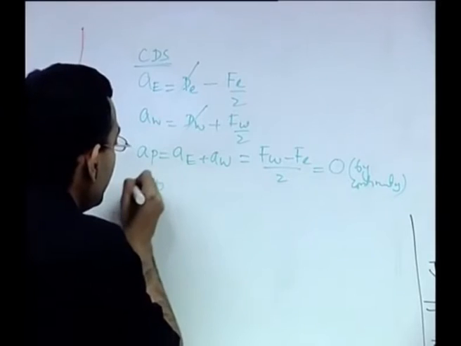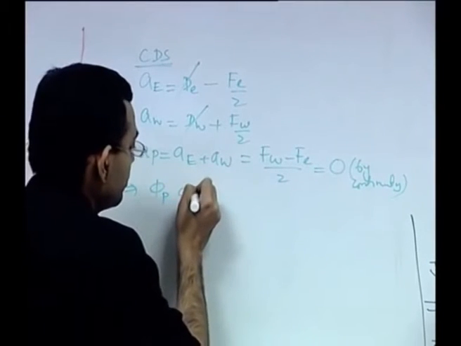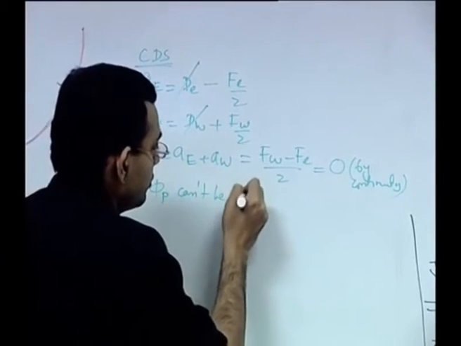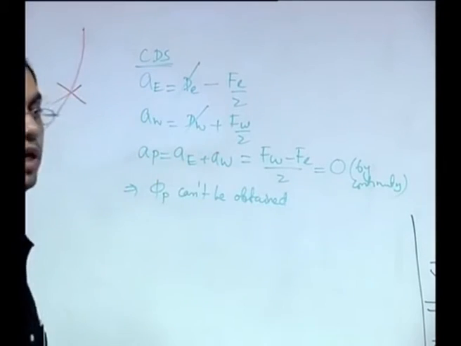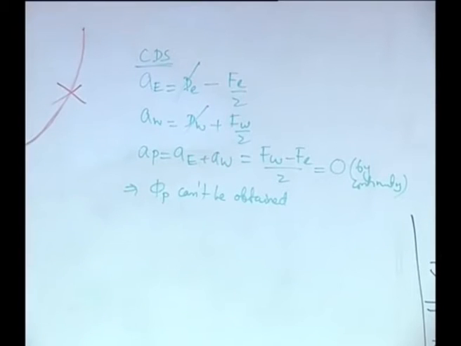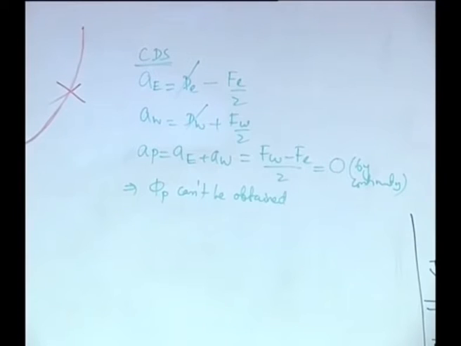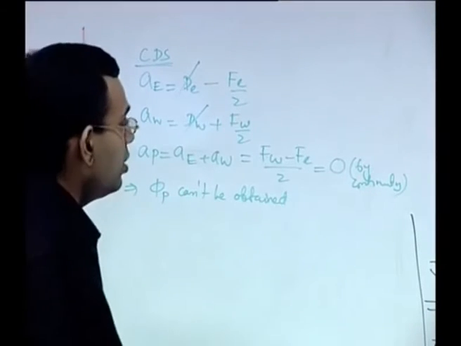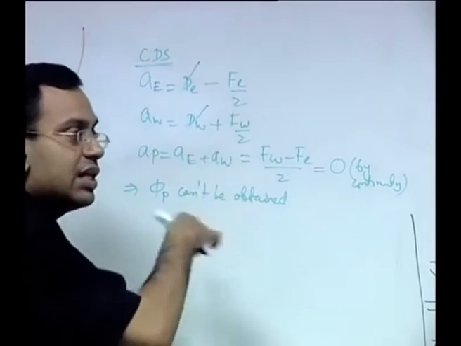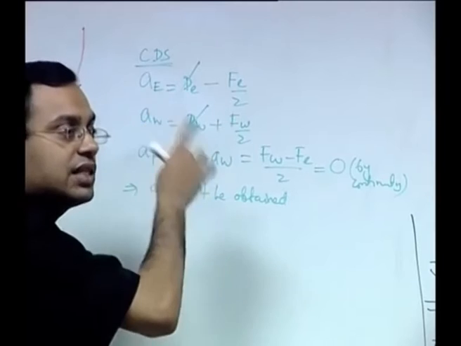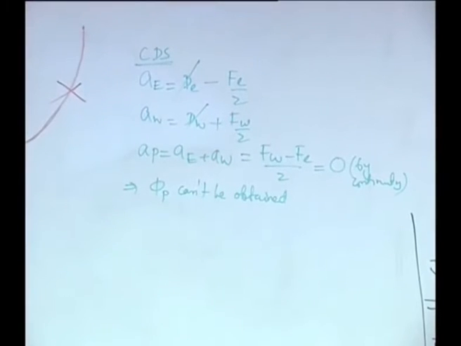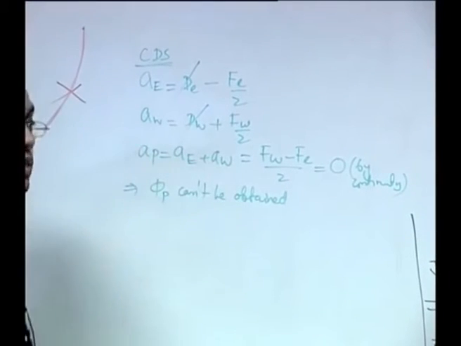That means phi p cannot be obtained, because to get phi p you have to divide the right hand side by AP. So it is a division by 0 problem. You are trying to assess the physical situation by considering a standard scheme which itself does not work at 0 diffusion strength.